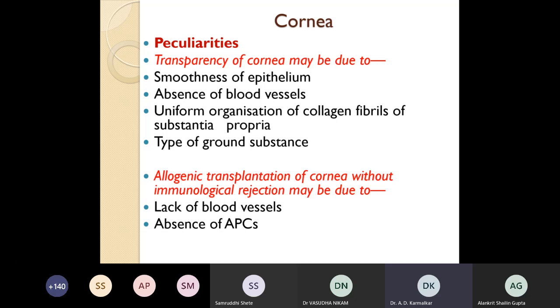Okay, you should be able to describe all the layers. First of all, mention all the layers and the features of all the layers. You should also know the peculiarities of the cornea. So this was about the cornea.